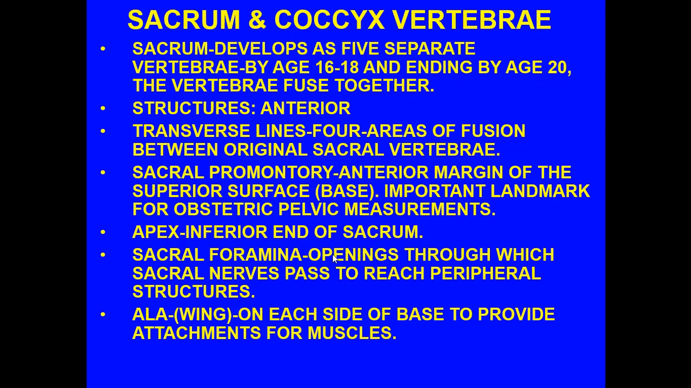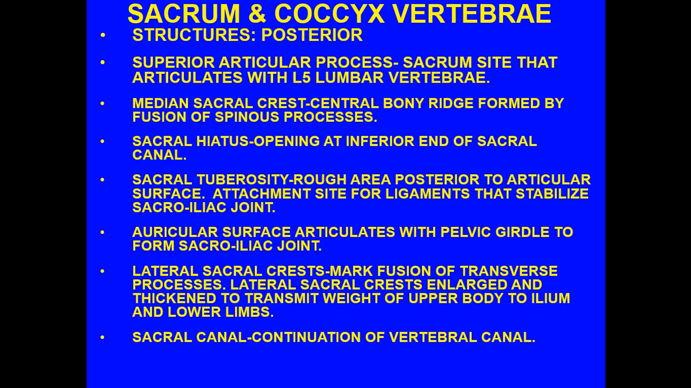The apex is the inferior end of the sacrum. The sacral foramina are openings through which the sacral nerves pass to reach peripheral structures. The ala is the wing on each side of the base to provide the attachment for the muscles. When we look at the posterior part, we have the superior articular process. This is the sacrum site that articulates with the L5 lumbar vertebra. The medial sacral crest is the central bony ridge. It's formed by the fusion of spinous processes. Okay? So the spinous processes have not gone away, they just fuse together.